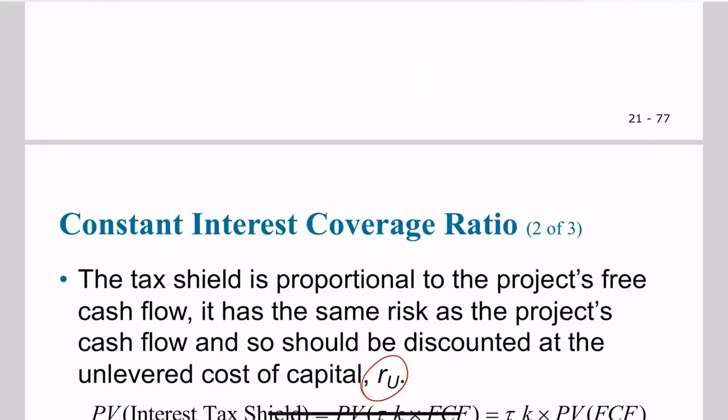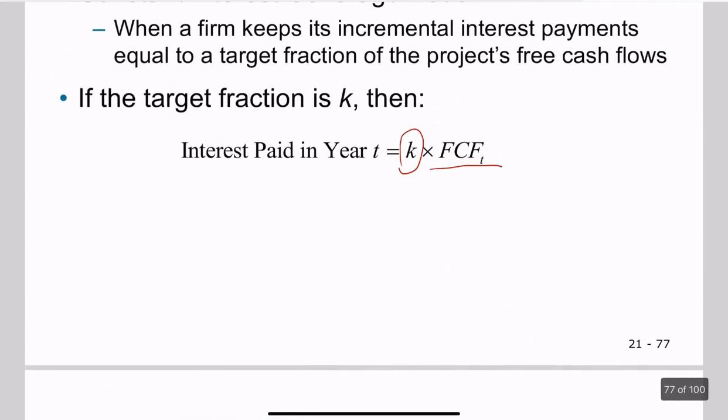Why? Well, the argument here is actually similar, right? Remember that in the case of if the firm maintains the constant debt to value ratio, then we said that the variation of debt should be the same as the variation of the firm's value. So this means if you use the unlevered cost of capital to discount the firm's free cash flow, then you should use the unlevered cost of capital to discount the firm's interest tax shield.